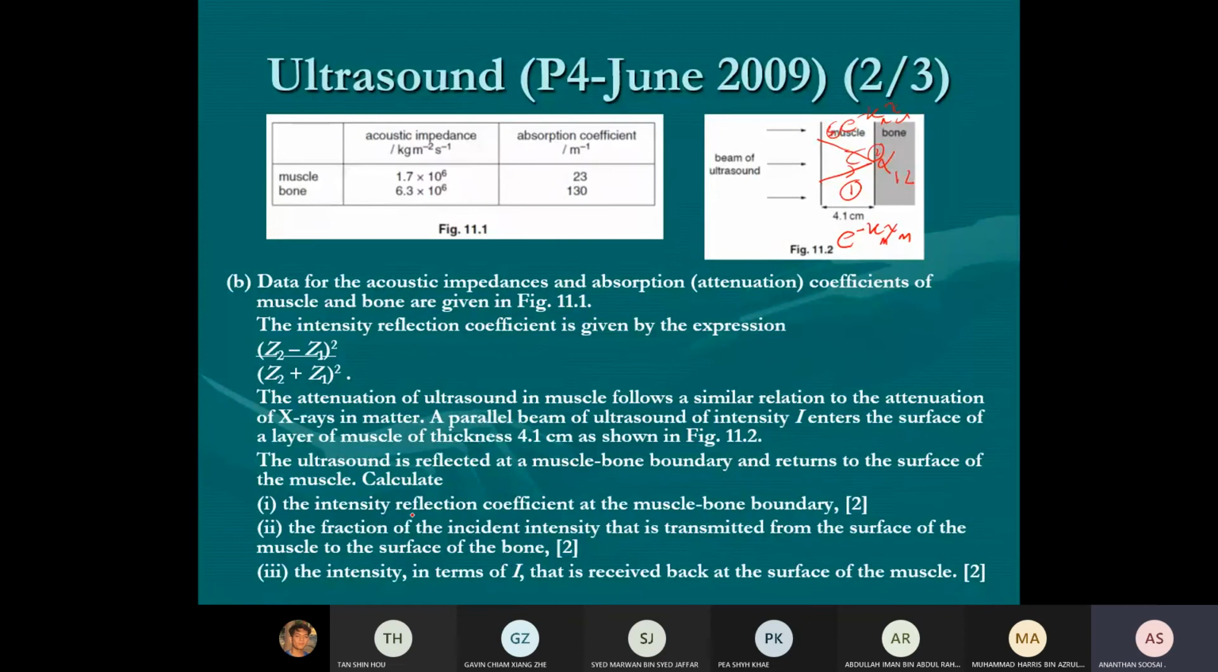But here the question goes part by part. First, the intensity reflection coefficient of the muscle-bone boundary. What is the intensity reflection coefficient of a muscle-bone boundary? What is alpha? They're asking. Okay, what is alpha? Use the data. Calculate.